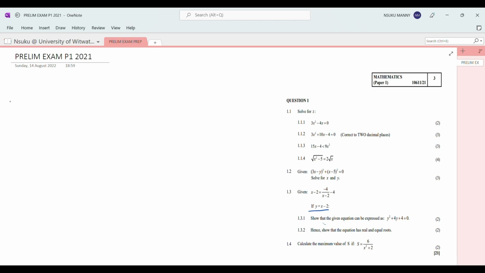Okay, so the next question, which is 1.4, says calculate the maximum value of s if s is equal to 6 over x squared plus 2. Right? So calculate the max value of s, if s is equal to 6 over x squared plus 2.